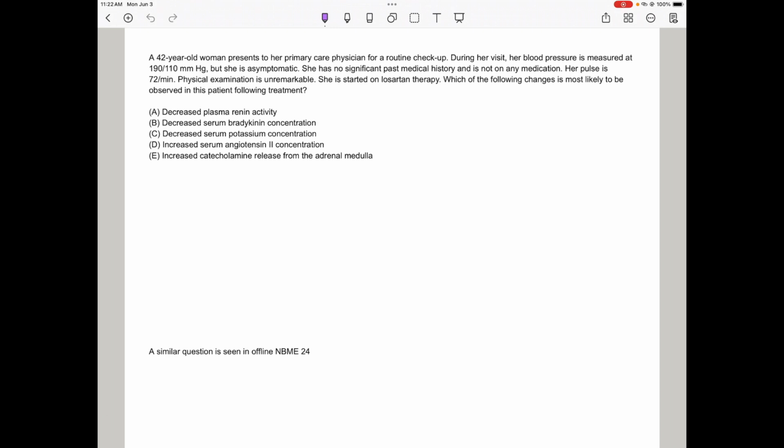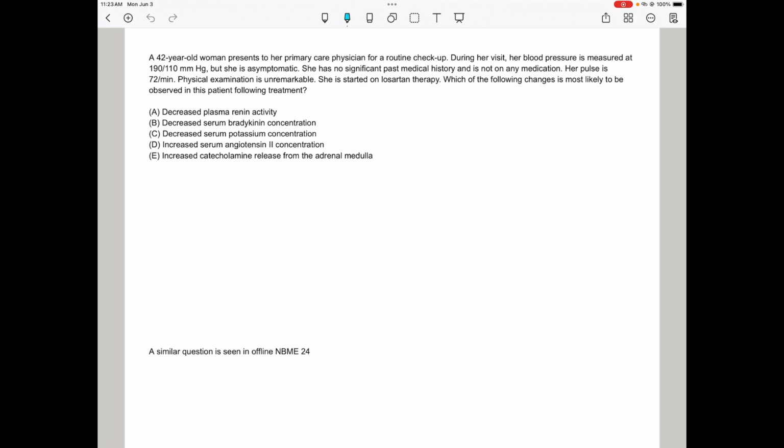A 42-year-old woman presents to her primary care physician for a routine checkup. During her visit, her blood pressure is measured at 190/110, but she is asymptomatic. She has no significant past medical history and is not on any medication. Her pulse is 72. Physical examination is unremarkable. She is started on losartan therapy. Which of the following changes is most likely to be observed in this patient following treatment?